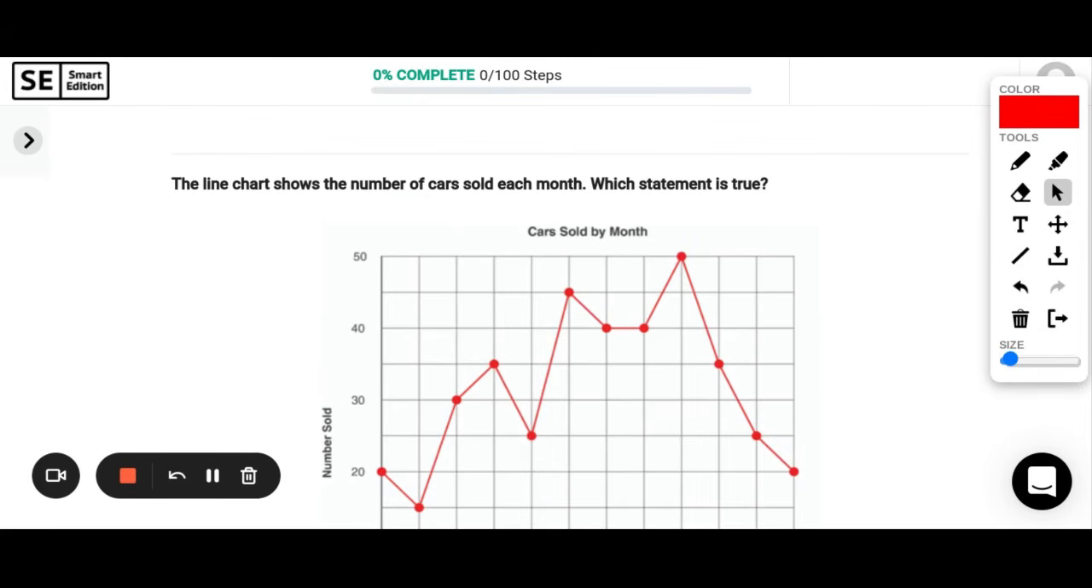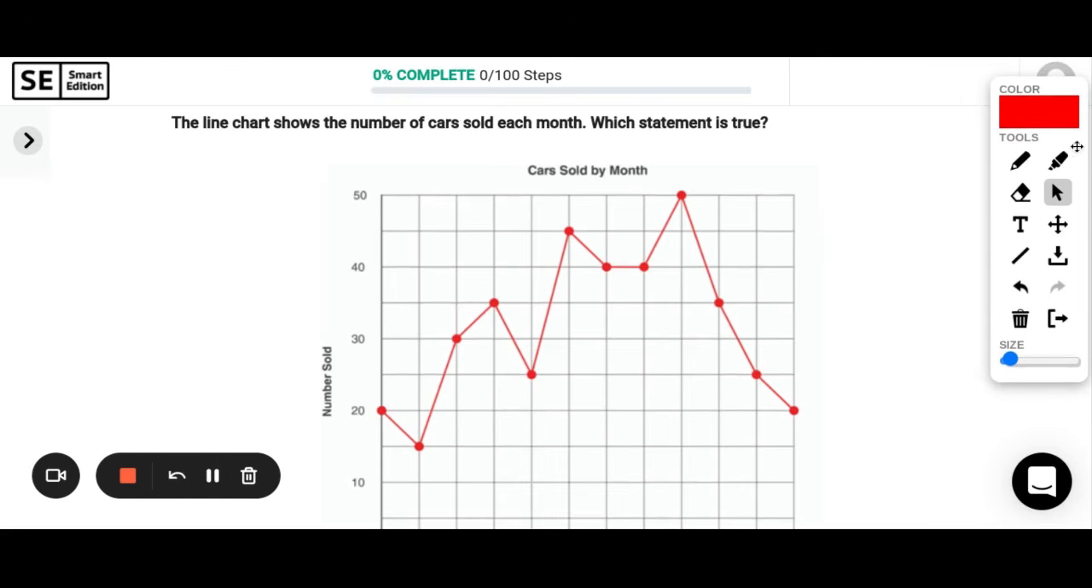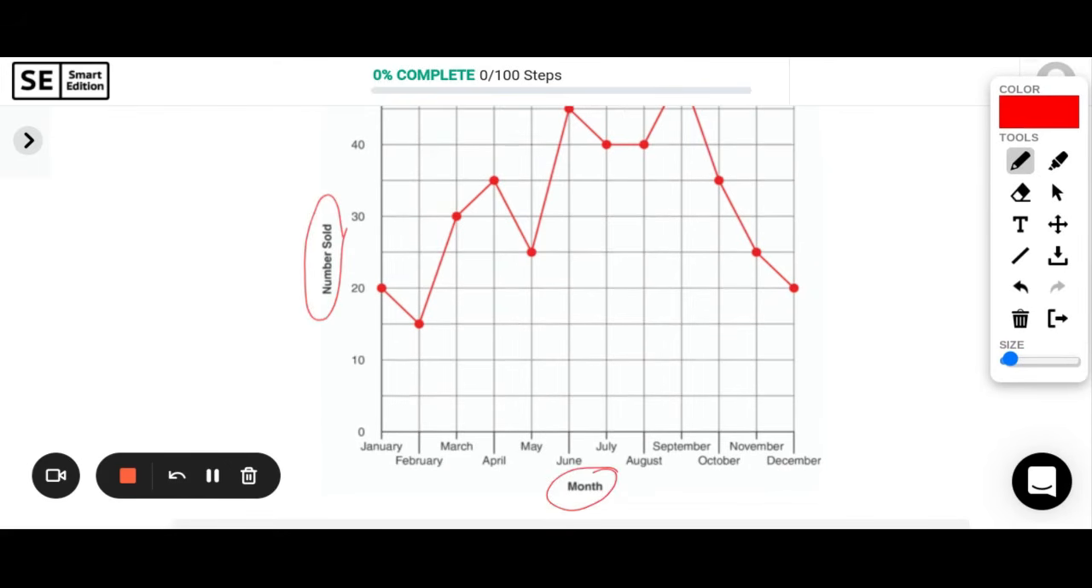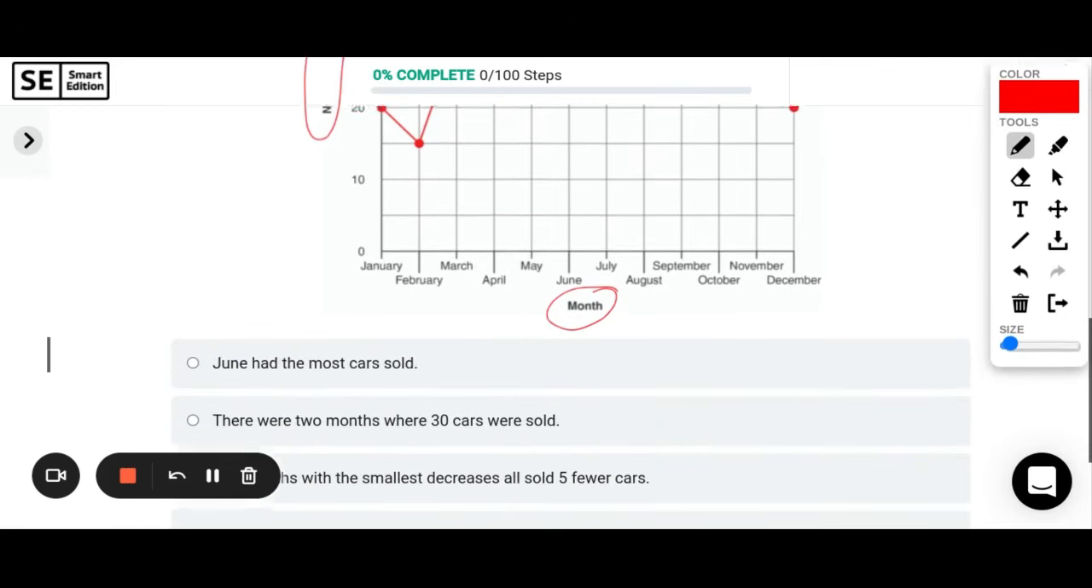Okay. The line chart shows the number of cars sold each month. Which statement is true? Okay, so cars sold each month. We have the number sold here and then the months on the bottom. So let's see what our options are.